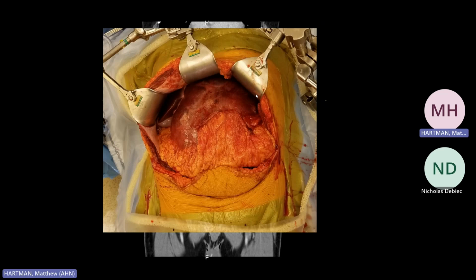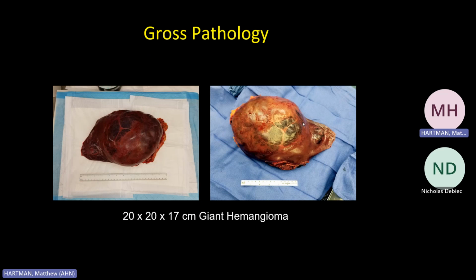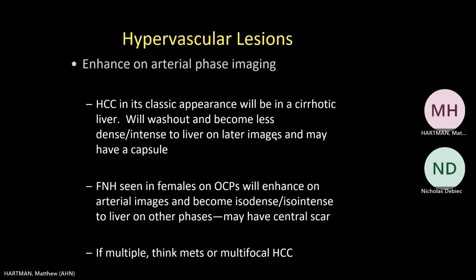And this was the intra-op, and a big bag of blood when you looked under the microscope, a huge hemangioma. So now let's switch to the hypervascular lesions. We will detect these on arterial phase imaging.